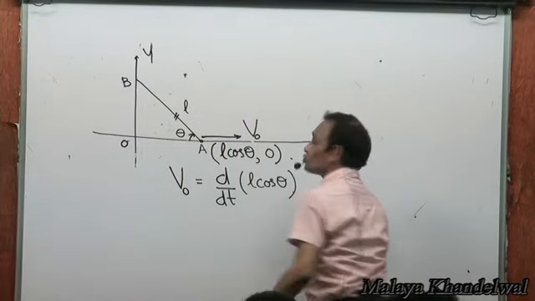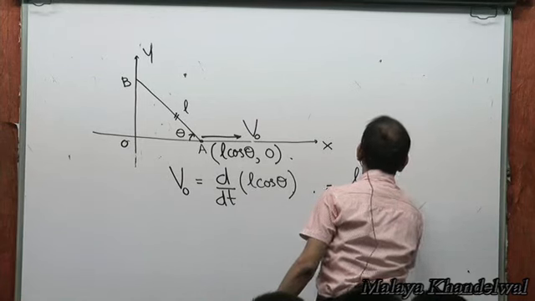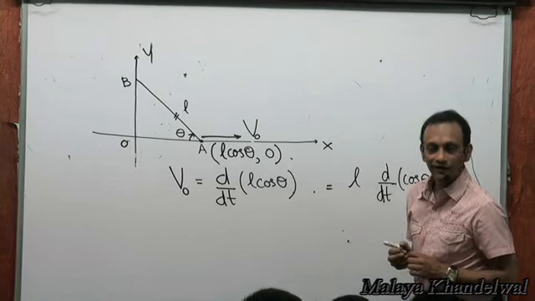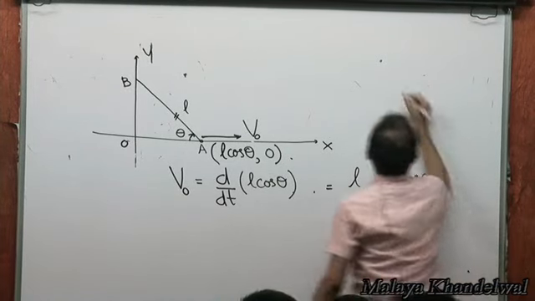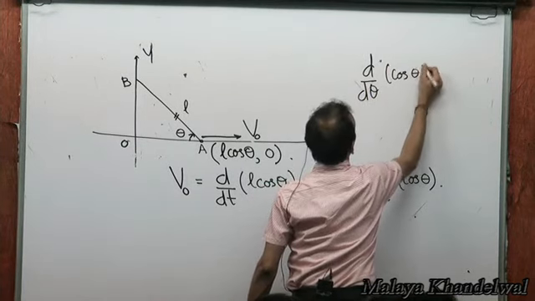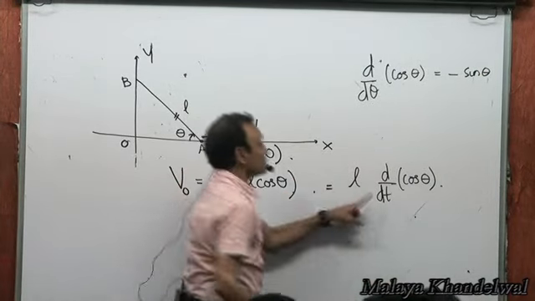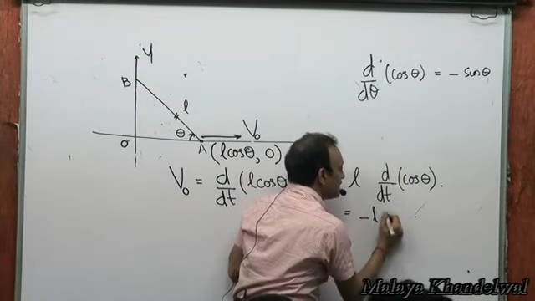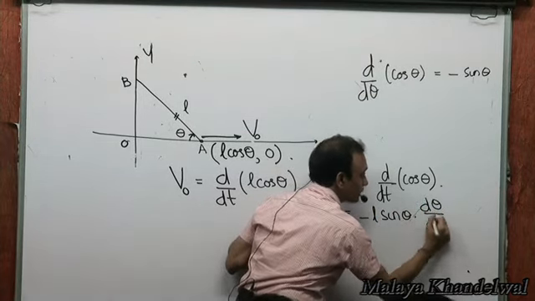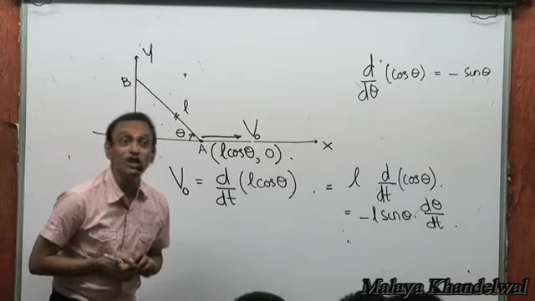Now L is a constant, so it will come out of the derivative sign. So that's L d/dt of cos theta. What is d/dt of cos theta? No. That is d/d theta of cos theta. d/d theta of cos theta is minus sine theta. But times d theta by dt, right? Do you realize chain rule? This is minus L sine theta, differentiate first with respect to theta, and then theta with respect to time. Yes or no? That's the consequence of chain rule.